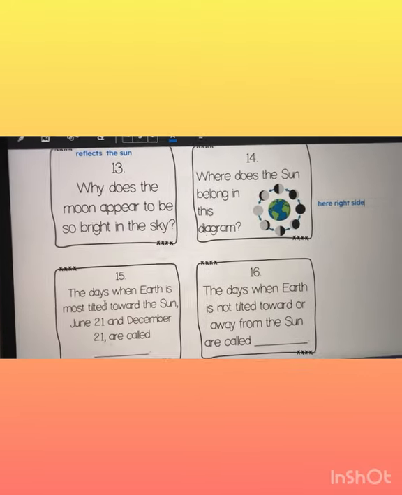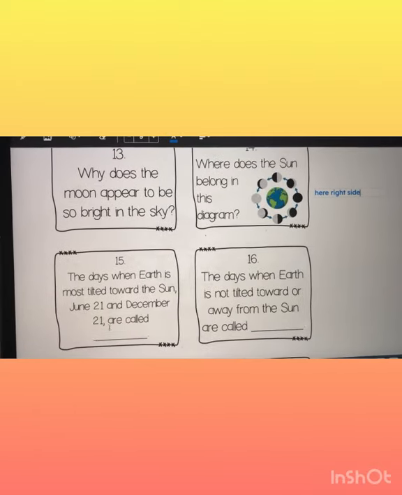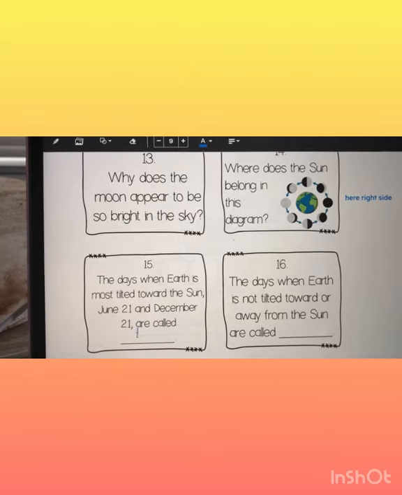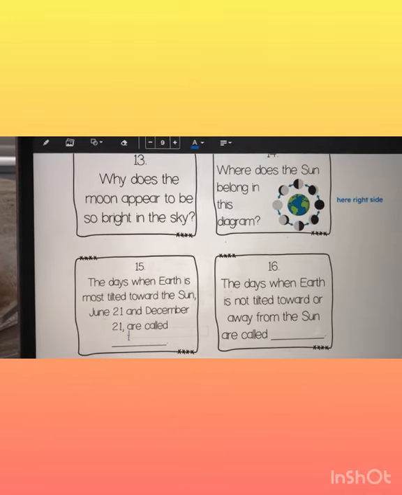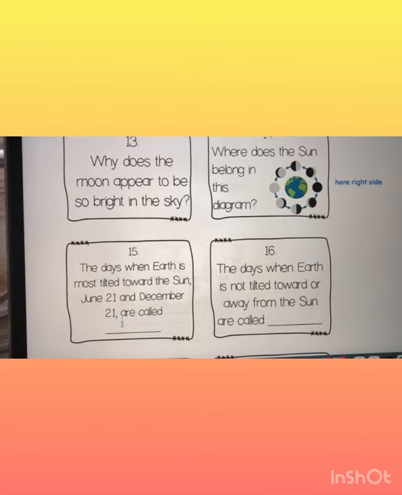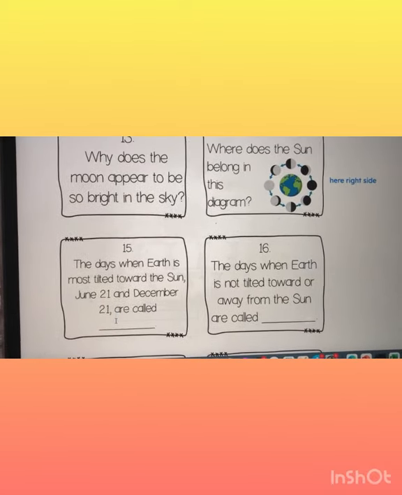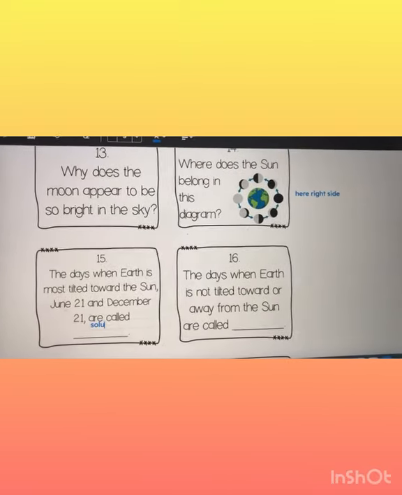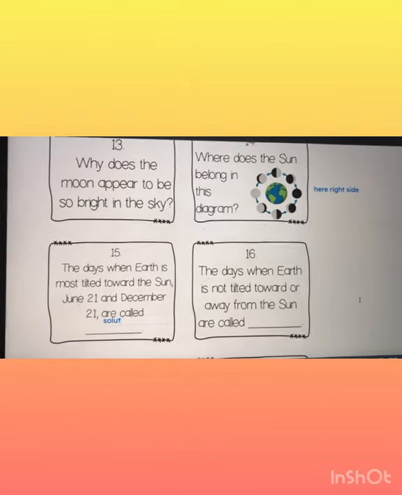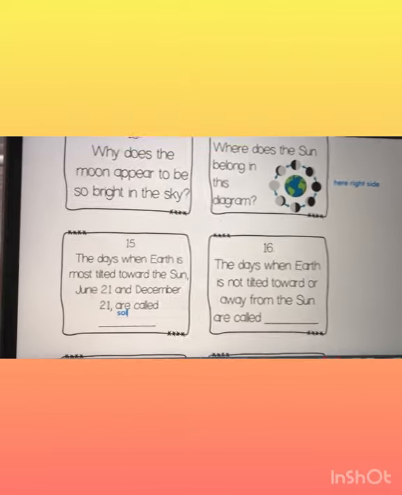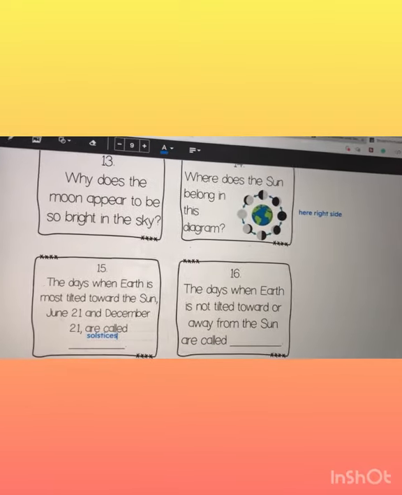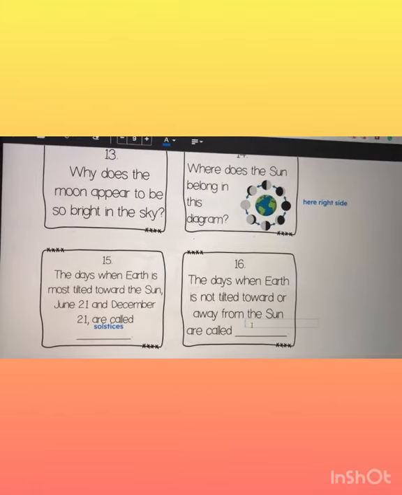All right. So 15 and 16 are going to be our last two. The days when the earth is most tilted towards the sun, June 21st and December 21st, are called what are they called? That's right, Jenna, they're called the solstices.